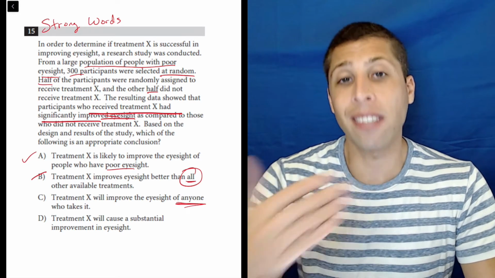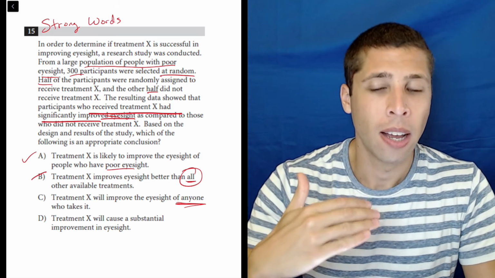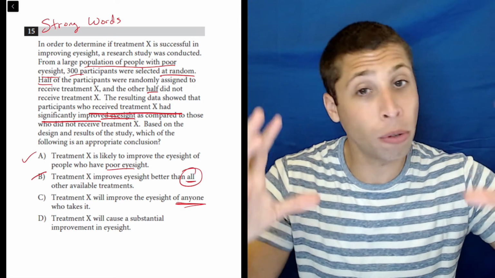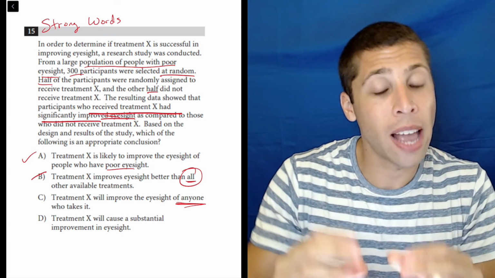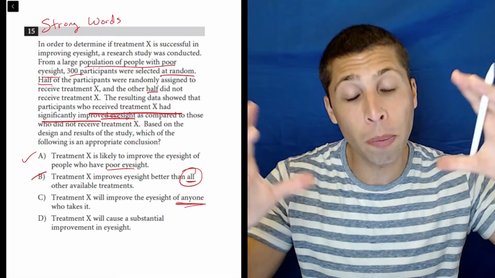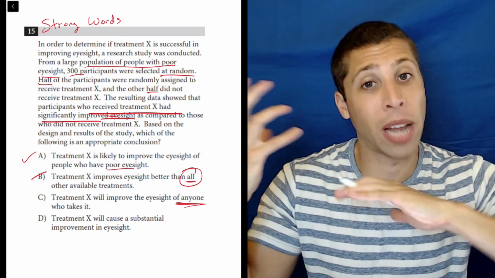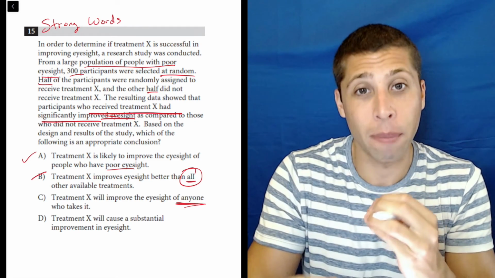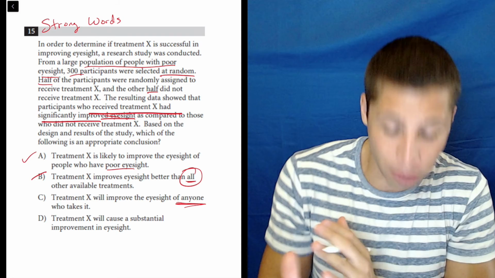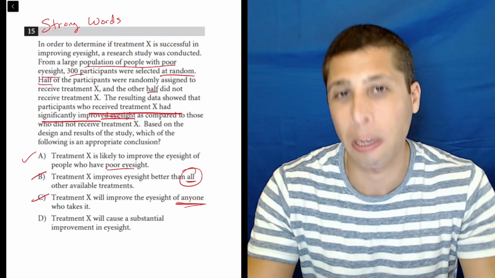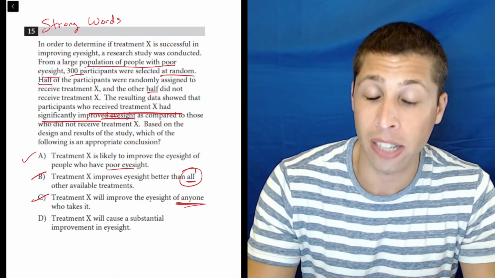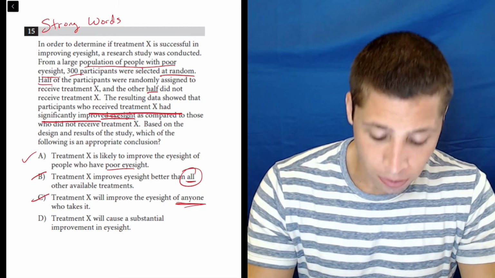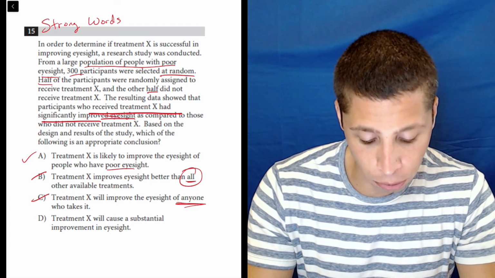And so that's another thing that we have to think about with surveys, is there are trends in a group, and then there are individual data points, and we can make judgments about the group and what is possible and what is likely based on what happens to a group, but we don't know what's going to happen every single time, okay? So I don't think it's the main reason we're eliminating C here, but I really wanted to talk about it because it's going to be a reason in other versions of this question on other tests, so just keep that in mind. D, treatment X will cause a substantial improvement in eyesight.